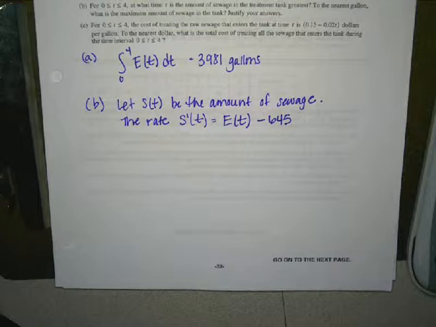But that would be the original function. We might get to that point. Because it tells me that 645 is the constant rate that it leaves. That's okay, I didn't see it either.